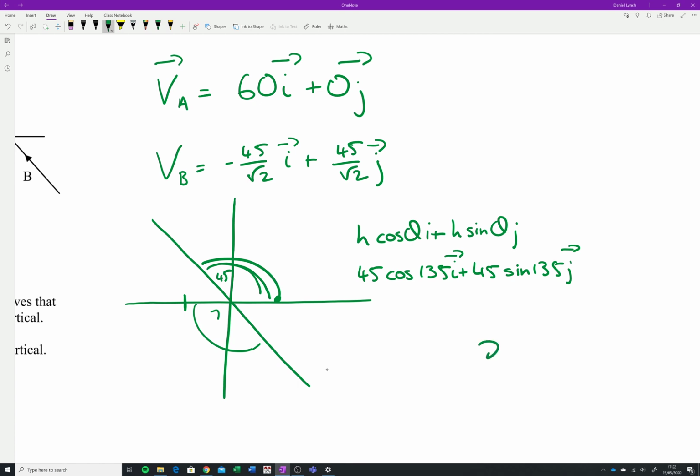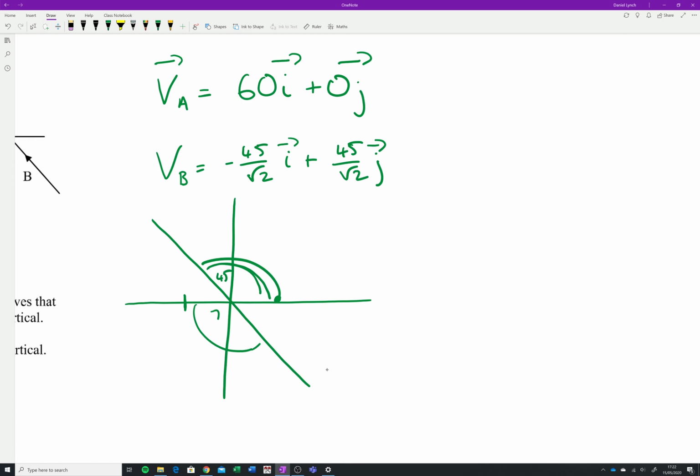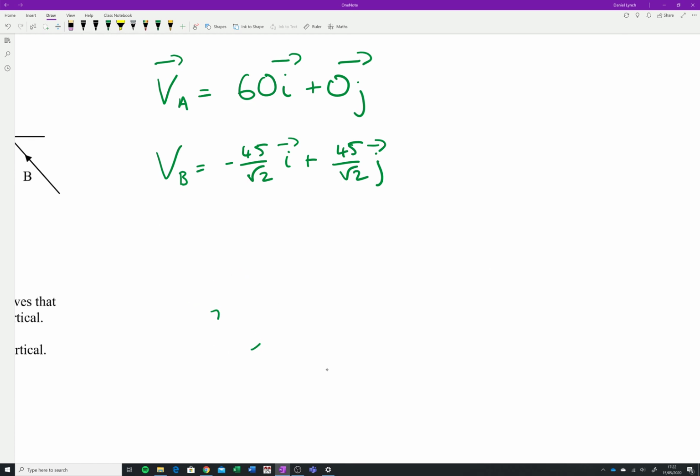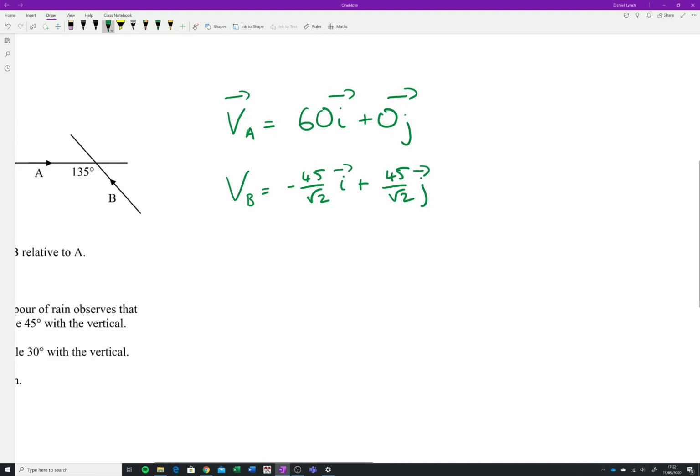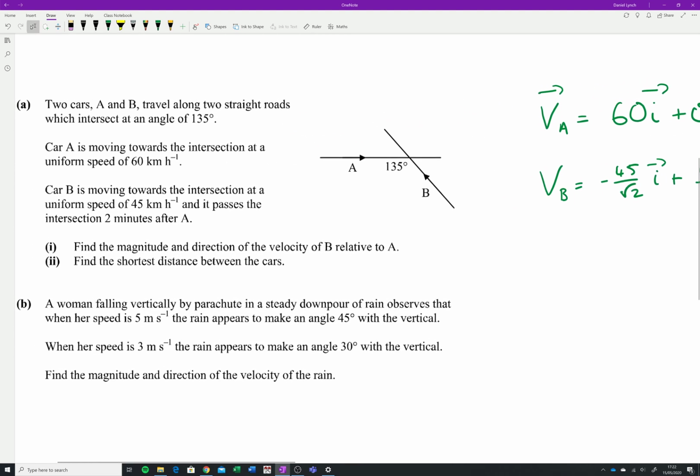Okay, so what do we have? We've got what A is and we've got what B is. Okay, and that's all totally standard stuff. Nothing tricky there, hopefully. And you wouldn't have had to spend so much time doing it as well. I'm just trying to explain it, I guess, as we go along.